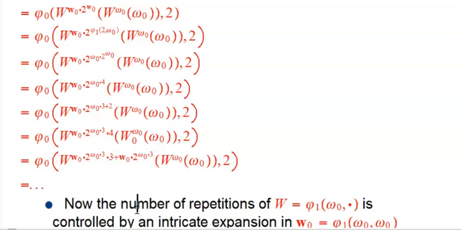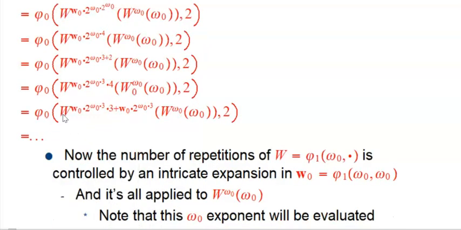So how would we describe that verbally? So the number of repetitions of w, which is this very flexible diagonalized version of the phi1, it's controlled by an intricate expansion in w0 itself. And those guys are going to lurk and are receptacles for really, really bigger and bigger numbers being plugged into their first slots. And of course, it's all applied to this guy, which has a lot of omega naught in powerful slots.